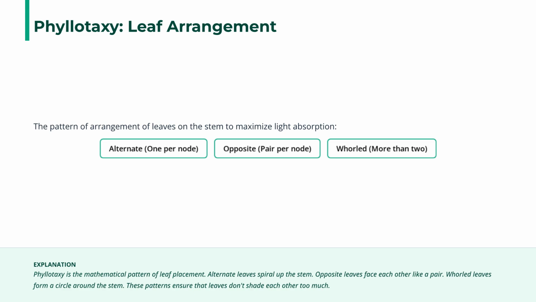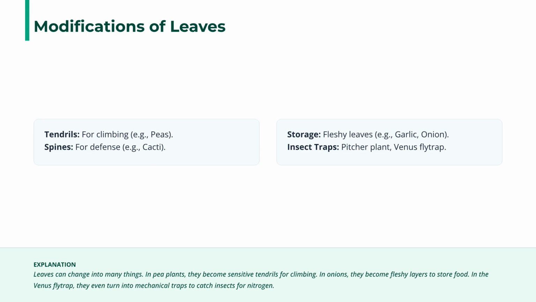Phyllotaxy is the pattern of leaf arrangement to maximize light absorption. Leaves can be alternate, spiraling up the stem, opposite, facing each other in pairs, or whorled, forming a circle around the node. Leaves undergo various modifications.